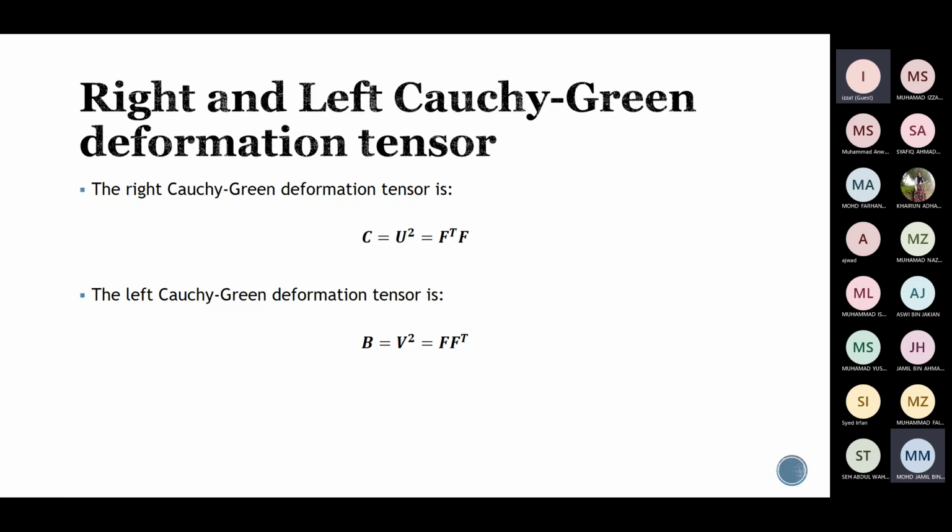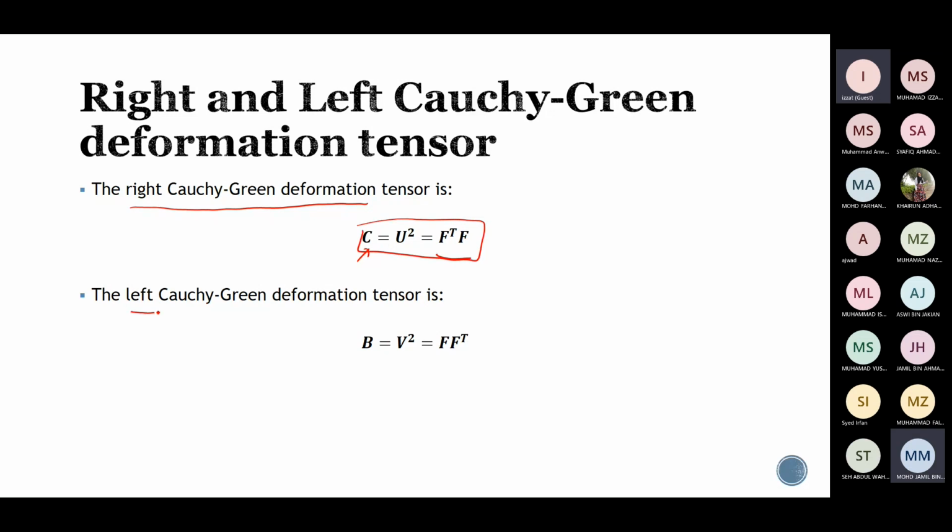Macam kenapa perlu banyak-banyak definition? Okay, there is some importance with this. Okay, so firstly we look at the right Cauchy-Green deformation. So C is the right Cauchy-Green deformation. So C equals U squared, and it equals F transpose times F. Okay, so this is a formula that you need to cari nanti masa dalam exam, dalam nota.